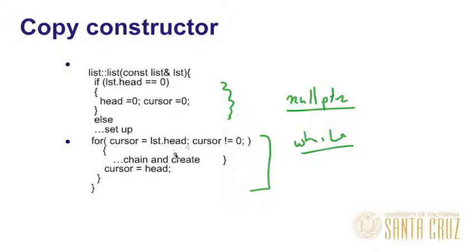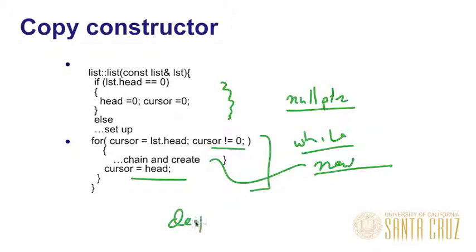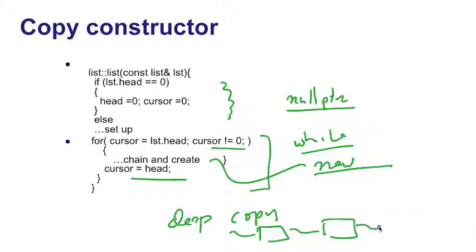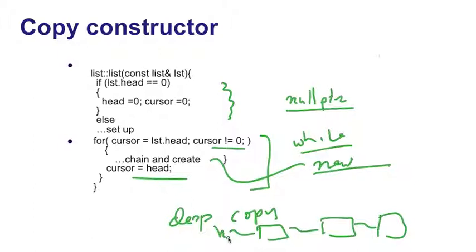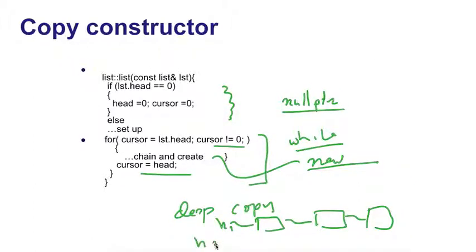And here is the equivalent, which could also be done with a while. We have a cursor, a list head. While the cursor is not equal to 0, we chain and create. So we're going to need something with a new here. I'm going to let you write in the code for it. And that's going to be, again, deep copy. Because for whatever the existing list is, the existing header, the new list, head 2, is just going to march along. There's going to be a cursor here. It's going to copy each element in turn, march along until it's done.